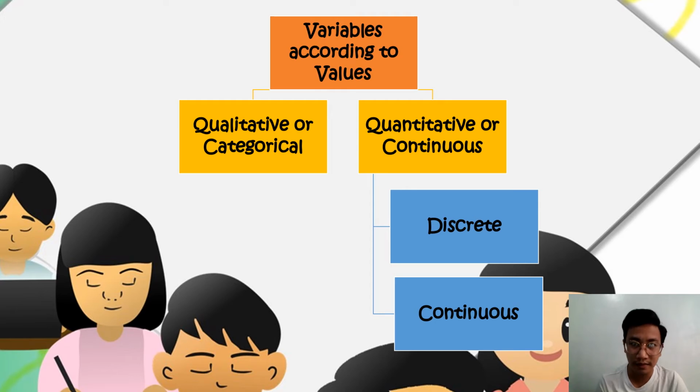Whereas continuous variable, these are variables that are measured. For example, height can be measured. Therefore, height is a continuous variable. Temperature. Temperature can be measured. Therefore, temperature is a continuous variable. So those are the two classifications of variables according to values, qualitative and quantitative variable. And under the quantitative variable, we have the discrete and continuous.